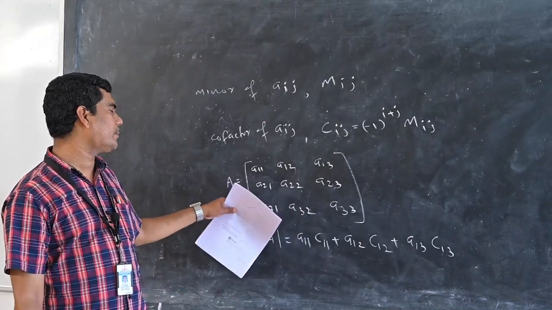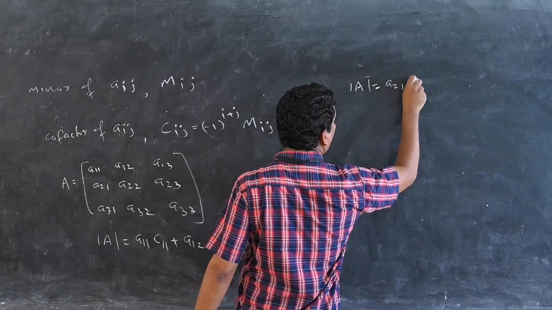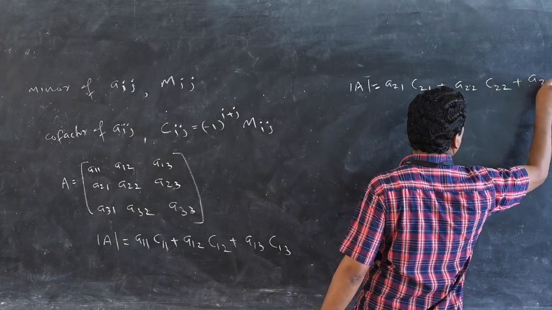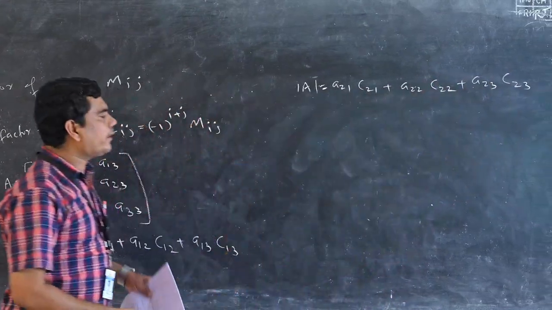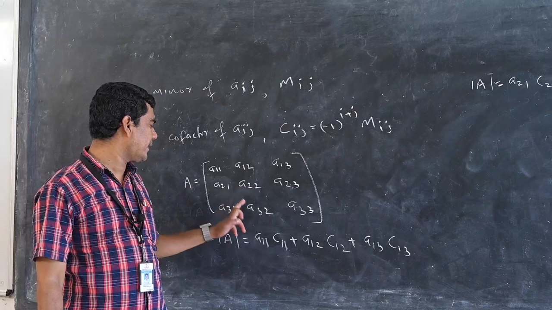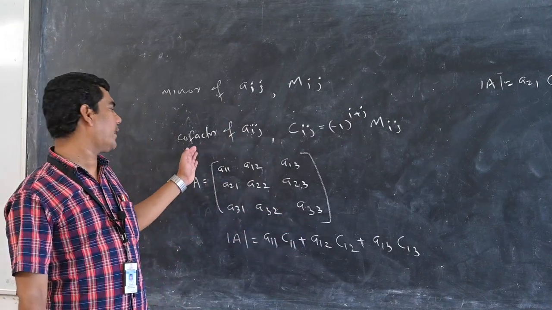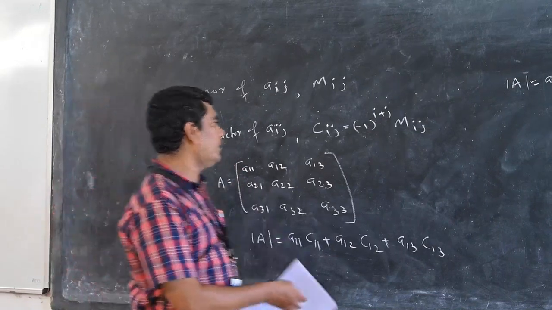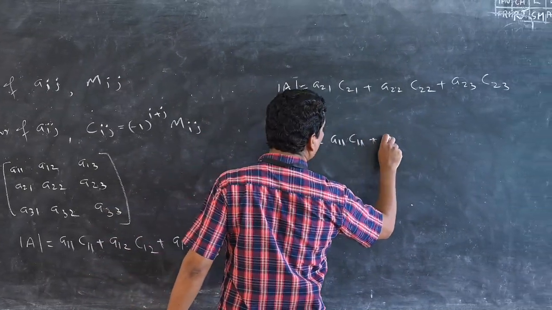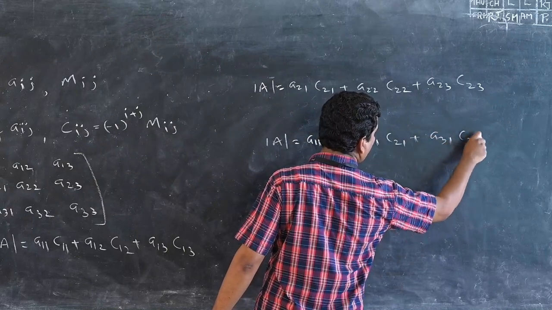Similarly, we can find determinant of this matrix using the second row. Determinant A is equal to A21 into its cofactor C21 plus A22 into its cofactor C22 plus A23 into its cofactor C23. Similarly, using the third row, A31 into its cofactor C31 plus A32 into C32 plus A33 into C33. Similarly, using columns, we can find determinant. Using the first column, determinant of A is equal to A11 into C11 plus A21 into C21 plus A31 into C31.